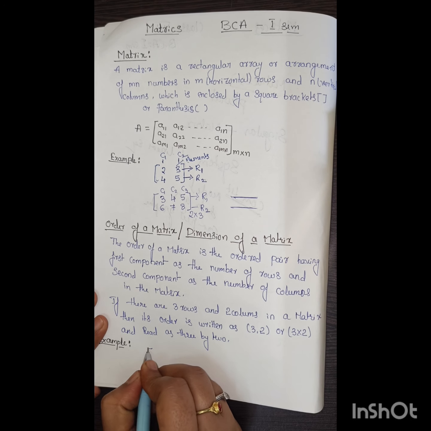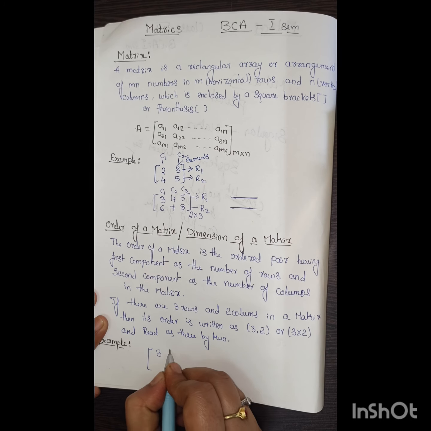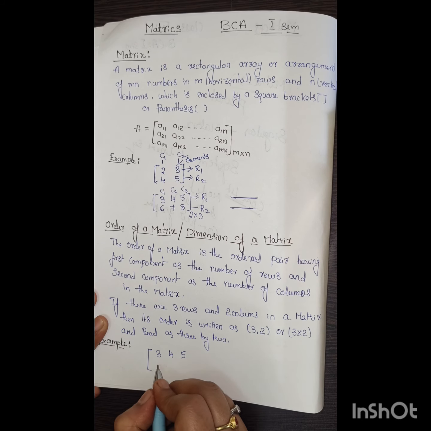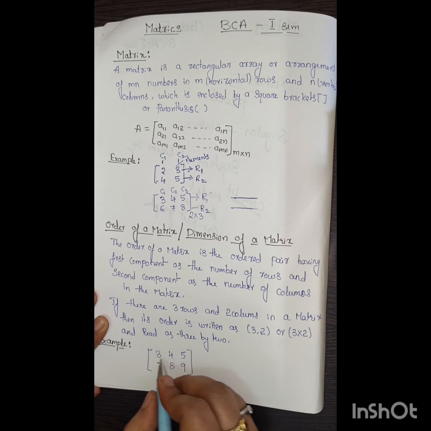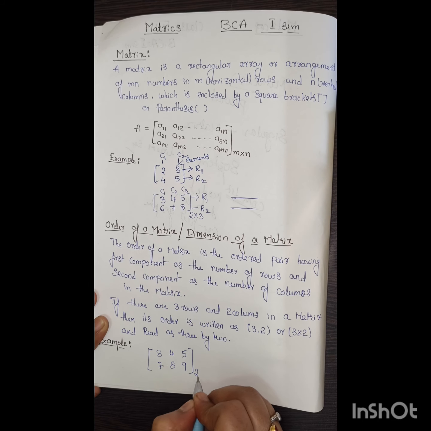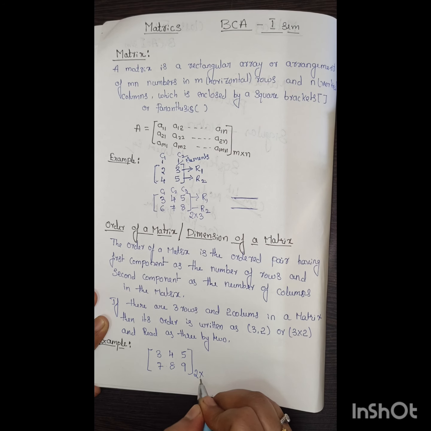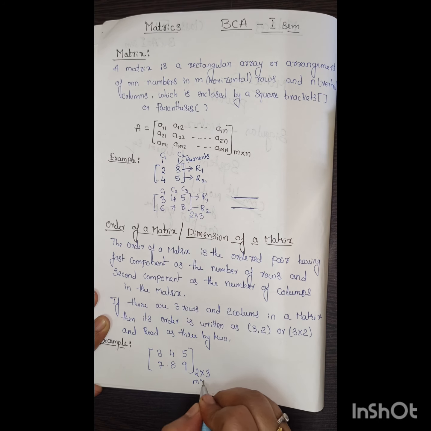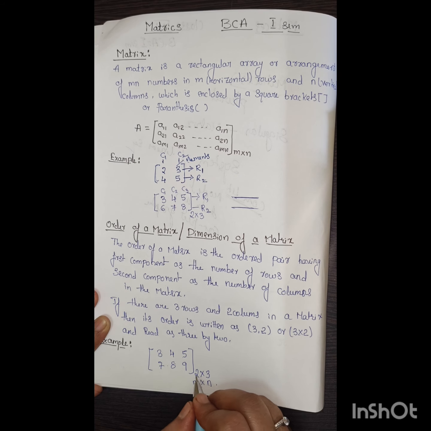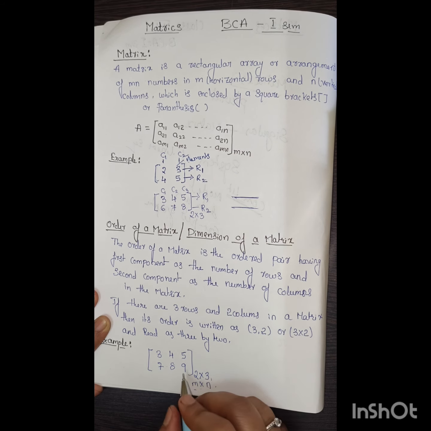Suppose 3, 4, 5 and 7, 8, 9. So how many rows does it have? 2 rows. First we should write the rows, and after that you should write the columns. How many columns does it have? It has 3 columns. So see here, the rows we denote by m and the columns we denote by n, and we read it as m by n. Here it's 2 by 3. We should read it as 2 by 3.